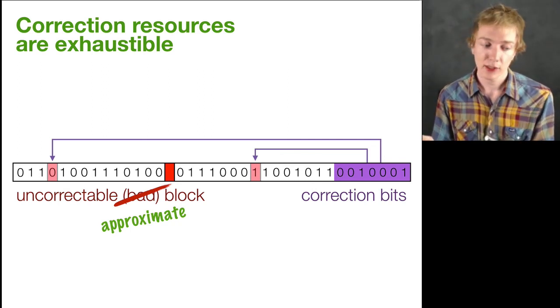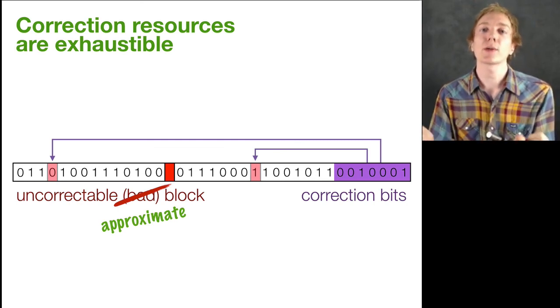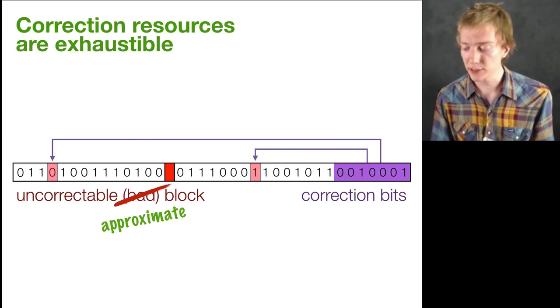We take data in the program that can be approximate and map it to the otherwise unusable blocks, those blocks with uncorrectable failures, those that have exhausted their error correction resources, and put that memory to use.